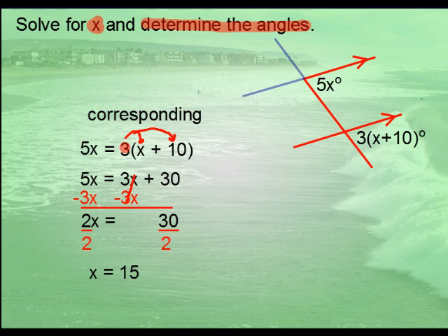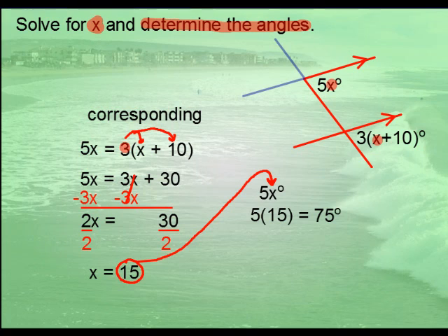Now for this part: determine the angles. Since we know what x is, we can take our x and replace it here and here. So in other words, 15 goes into those. And since both angles are equal to each other, we really only need to substitute into one of them. Let's go ahead and put it into the 5x. Take that 15 and plug it right in there. Do the multiplication, and we get that both angles are in fact 75 degrees. And that finishes the problem.